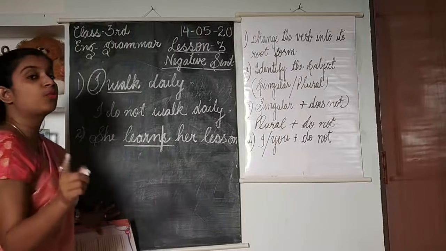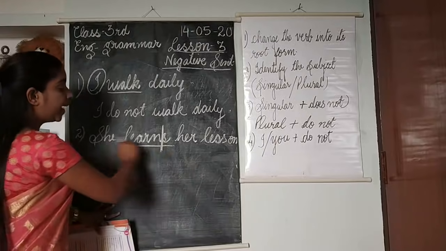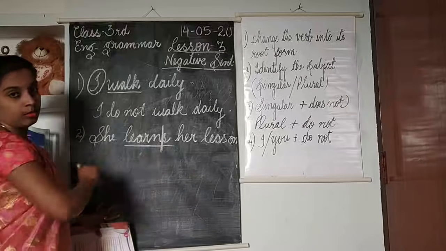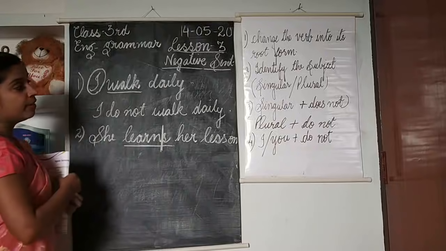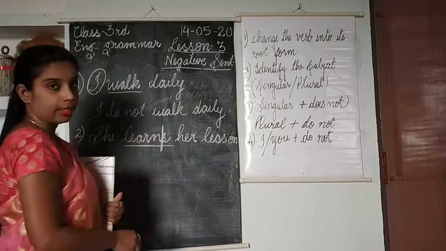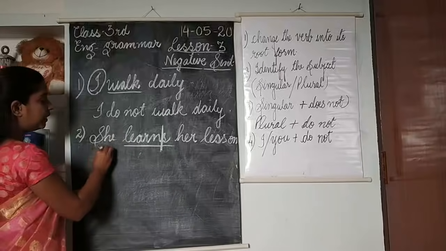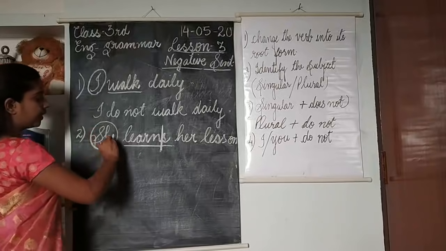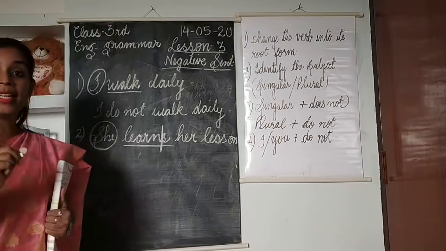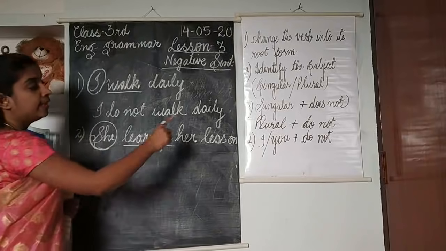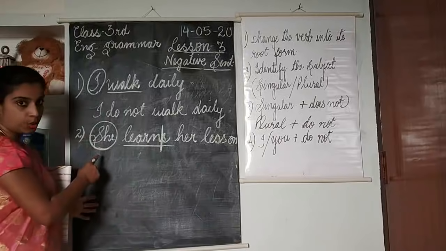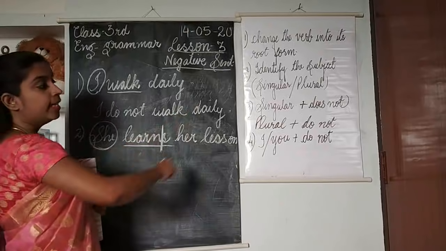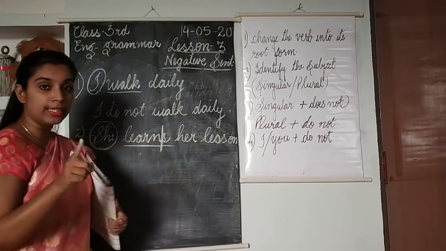We will remove S from it and it will become learn. This is the root form of the verb. And then we will identify the subject. We can see that she is the subject and it is singular. Then what is the third step? If the subject is singular, we will add does not after the subject.